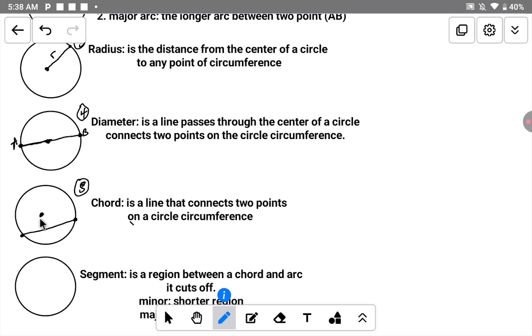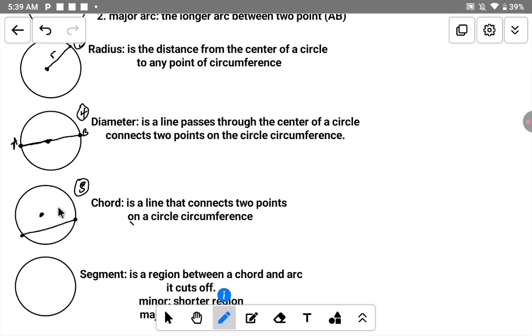Again, a chord does not pass through the center of a circle, but the line of a diameter passes through the center. So if you look at a question and discover that the straight line drawn does not pass through the center of a circle, it is called what? A chord. And this chord is of 2 types. We have the region here and the region here, the space here.